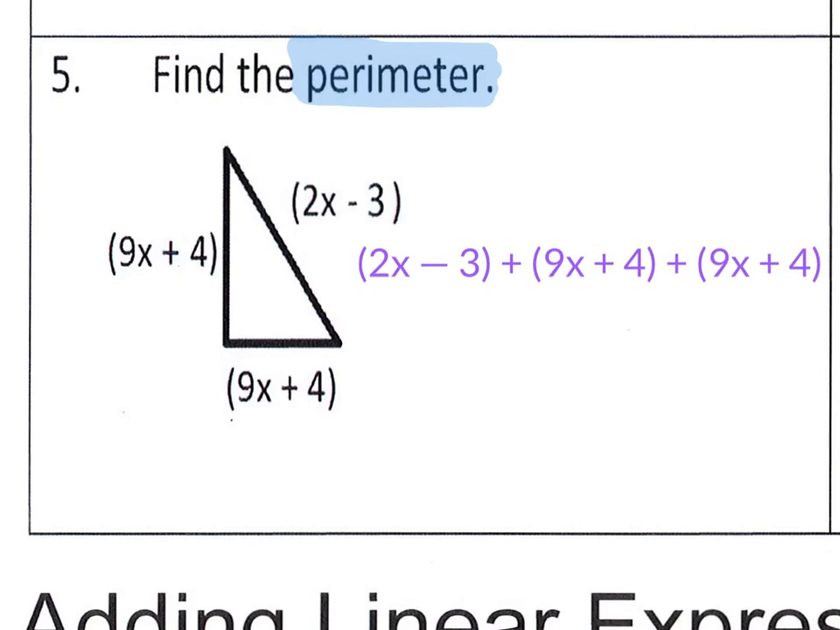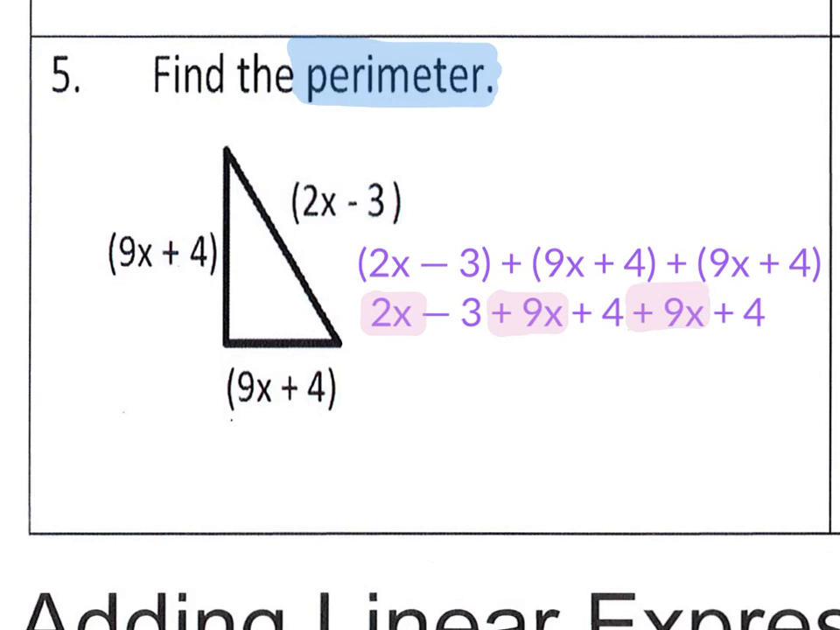So I'm just going to bring down all of my terms, and I won't need the parentheses anymore. So then I can just rewrite all of my terms. I have the 2x minus 3 plus the 9x plus 4 plus 9x plus 4. Now I'm ready to go ahead and highlight my like terms. So I see I have a 2x. Remember, like terms have the same variable with the same exponent. So I have this 9x, 2x, and another 9x. They all have the x variable, so those can all be combined.